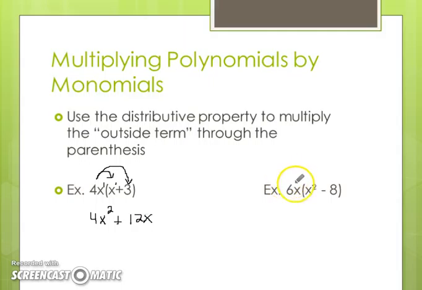On the second example, multiplying through the 6x, so 6x times x squared, adding those exponents, you end up with 6x, and then 1 plus 2 is 3, so 6x cubed, and then 6x times a minus 8. You can think of this as being 6x times a negative 8. Then you know your answer is going to be negative or minus 48x. And again, these ones cannot be simplified because they're not like terms.